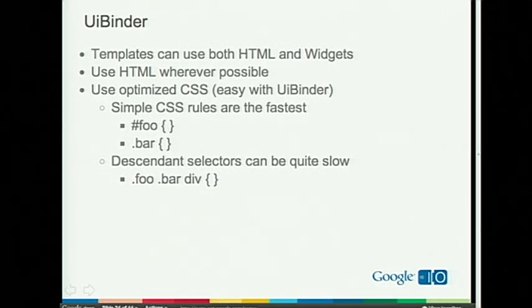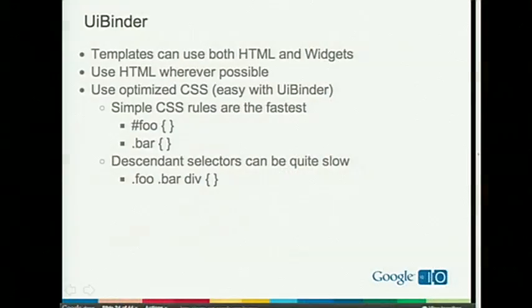So things like descendant selectors, in this case here you see a div at the leaf of a descendant selector, that can be an extremely slow pattern to match. This structure, which I'll show in a moment, really makes it easy to avoid these kinds of cases, which are very common in traditional CSS.